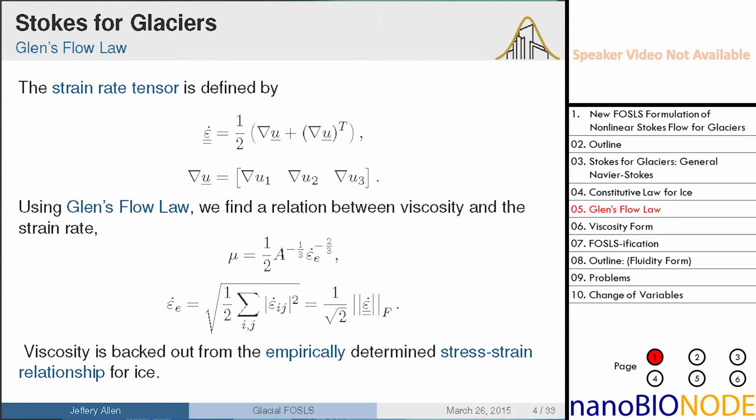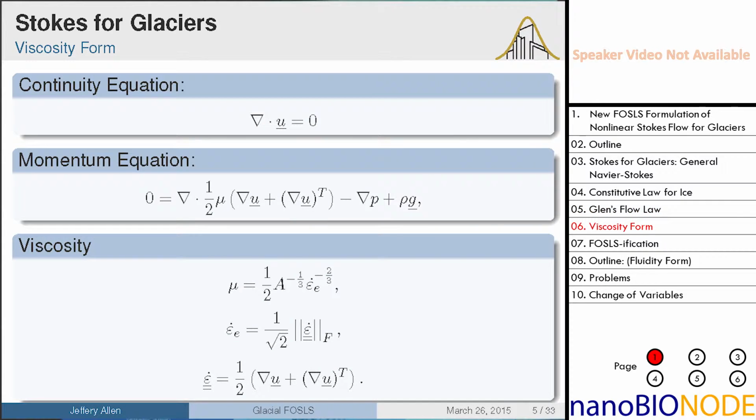But the reason we use Glen's law in the first place is, well, it's empirically derived from a stress-strain relationship, and it's what everyone else uses. So I kind of have to be stuck with this pretty horrible law. And we're going to try to find a way to make it better. But before we get to that, let's just talk about Stokes again.